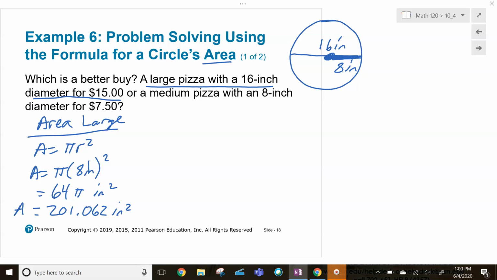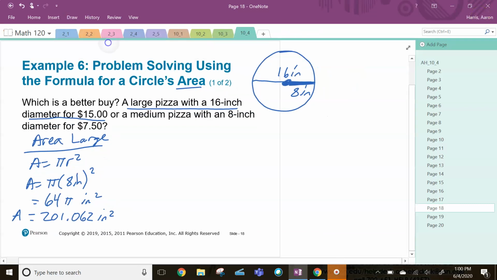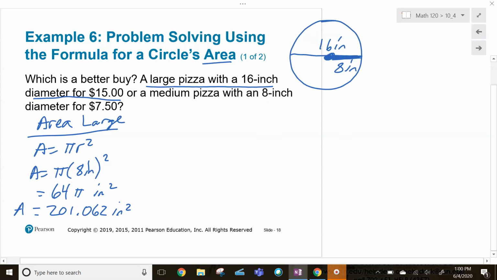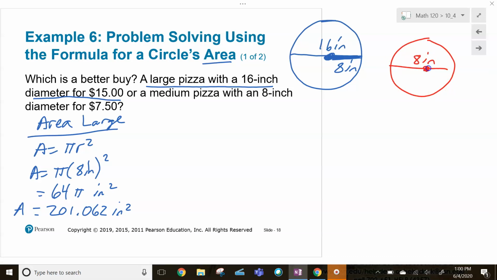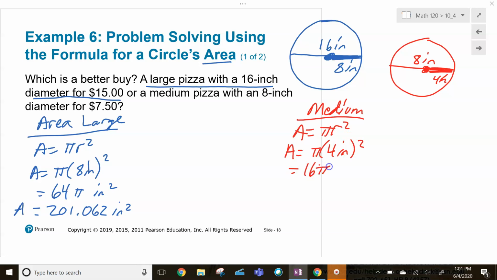Now let's do the area of the medium pizza. It's got an 8-inch diameter, so that means the radius is only 4 inches. So the medium area is pi times radius squared, pi times 4 inches squared, 16 pi square inches. Use your pi button here, and you get 50.265 square inches. That's your area.